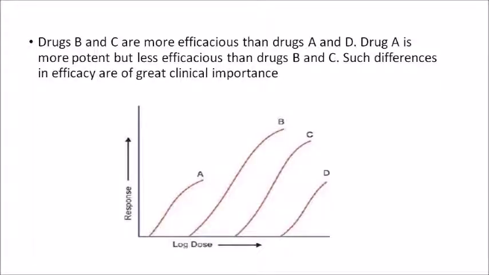Now this is an important figure. Let us try to find out potency and efficacy from the dose response curve. There are 4 drugs A, B, C and D. First let us see about A. With the most minimum dose of the drug, A could produce a response.